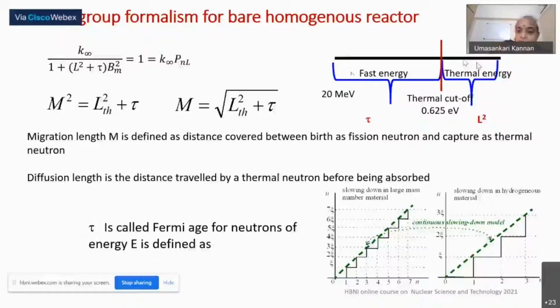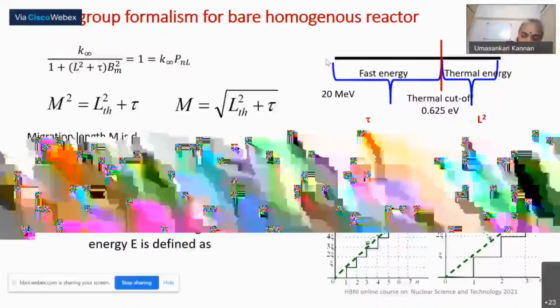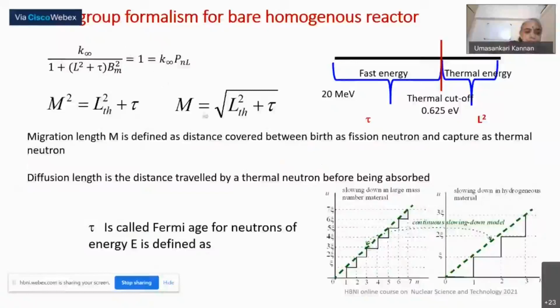I have tried to explain this schematically with two different energy regions, spanning the entire energy region of the neutrons in a reactor. Generally, two group formalism is sufficient for thermal type reactors. Here we have the slowing down age, which is called the Fermi age, and it is defined by tau. Sometimes it is called the slowing down length, LS square. So tau is nothing but LS square, and this is L thermal square.